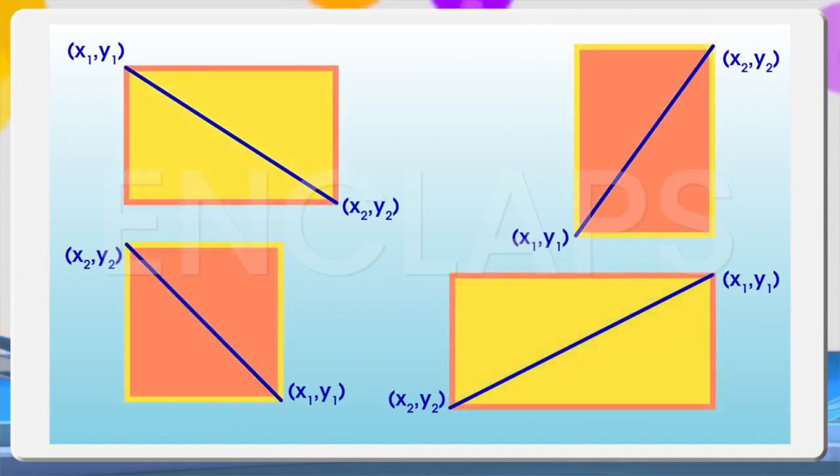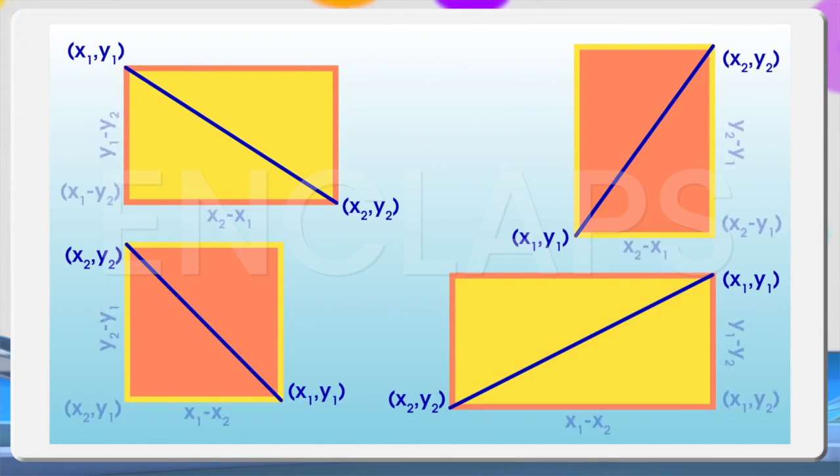Then we get the other two corners as x1, y2 and x2, y1. Here again, the distance between the points is the diagonal of the rectangle. Now, the base of the right triangle we got is also the absolute value of x1 minus x2, and the height is the absolute value of y1 minus y2.